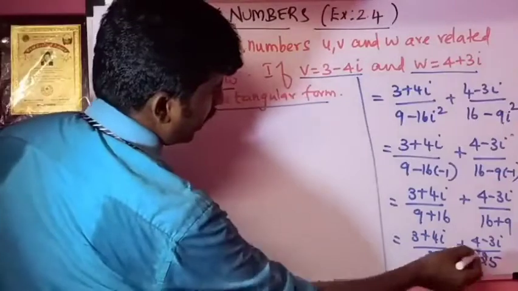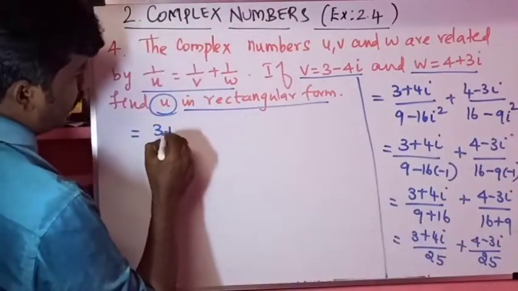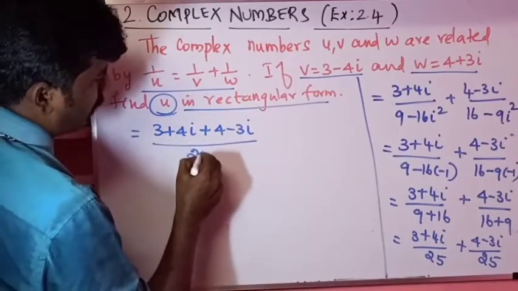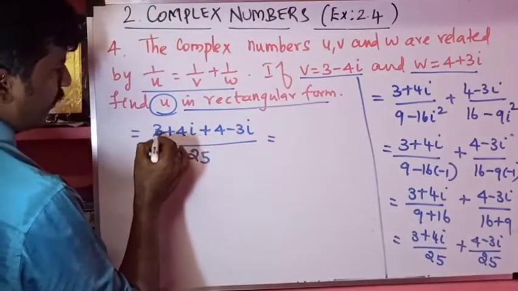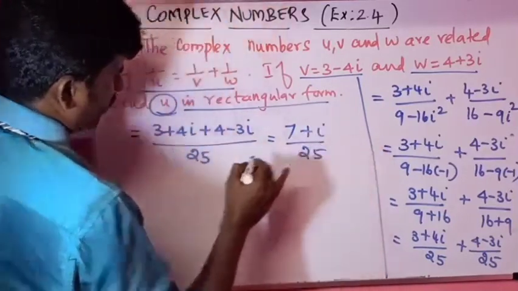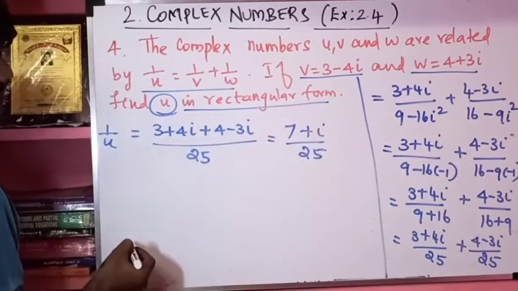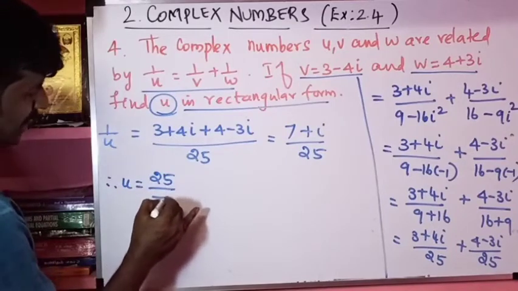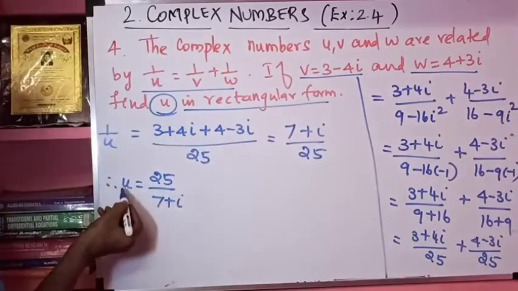So here the denominators are the same. So which is equal to, by the LCM, 3 plus 4i plus 4 minus 3i, right? 25 is common. Now let us add. Which is equal to what? 3 plus 4, 7. 4i minus 3i, i by 25. This is what? The 1 by u value. 1 by u is equal to 7 plus i by 25. Therefore, u is equal to what? The 25 by 7 plus i. Right? Without a reciprocal, because this is 1 by u value, we need u here.